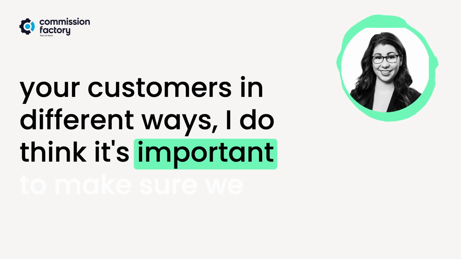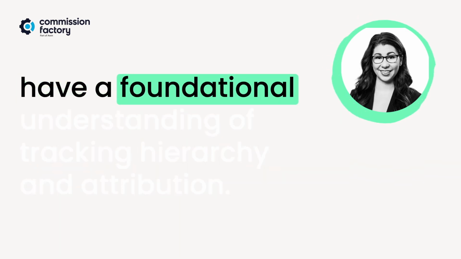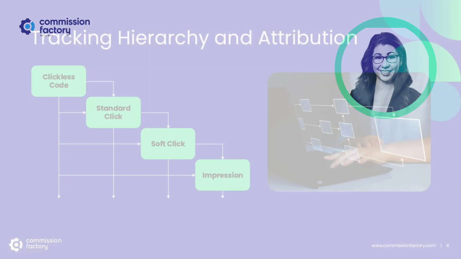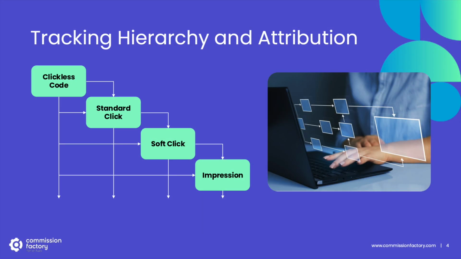When we're talking about different types of partners and engaging with your customers in different ways, I do think it's important to make sure we have a foundational understanding of tracking hierarchy and attribution. What I've tried to visually demonstrate here is how tracking attribution might impact a customer journey. So clicklist codes sit at the top of the hierarchy. They don't require cookie-based tracking or anything else. They're assigned to a unique partner, and thus the attribution always goes to that partner. Super helpful with influencer activity and various unique types of campaigns.